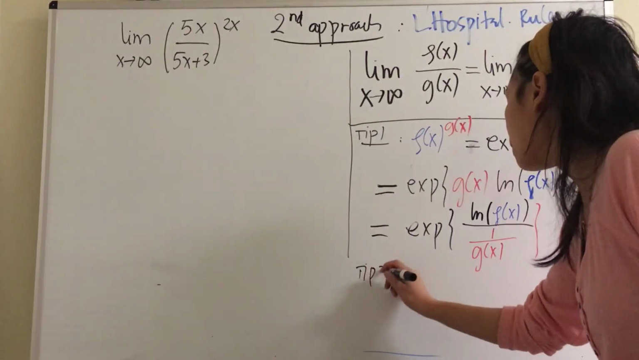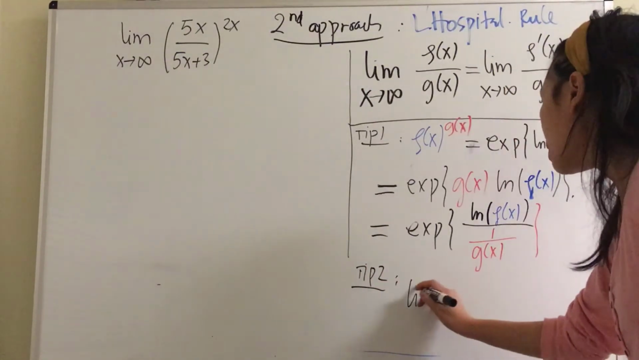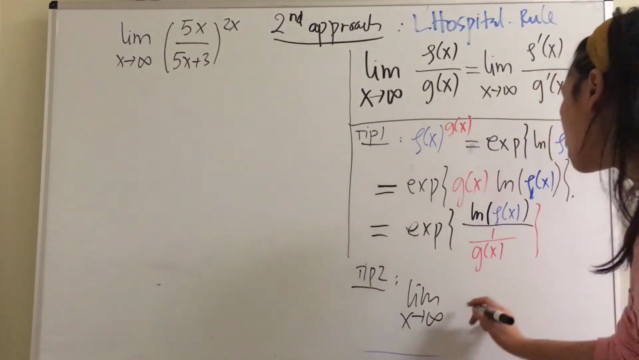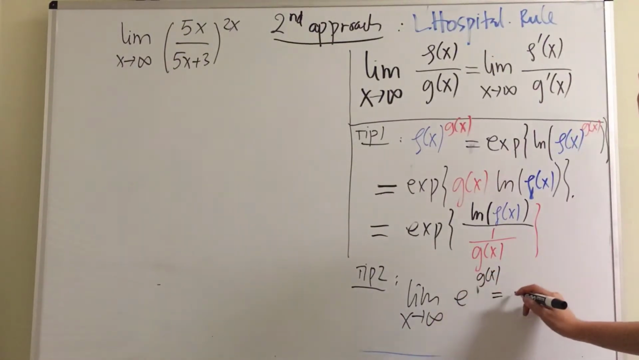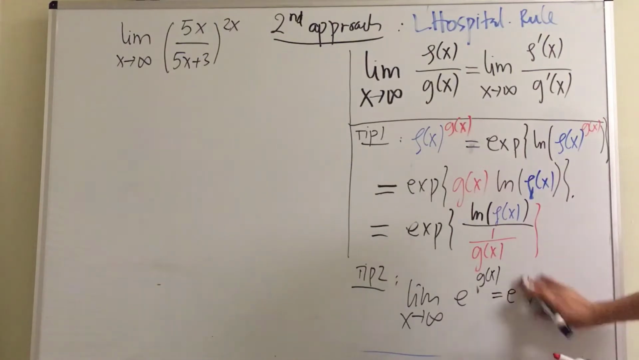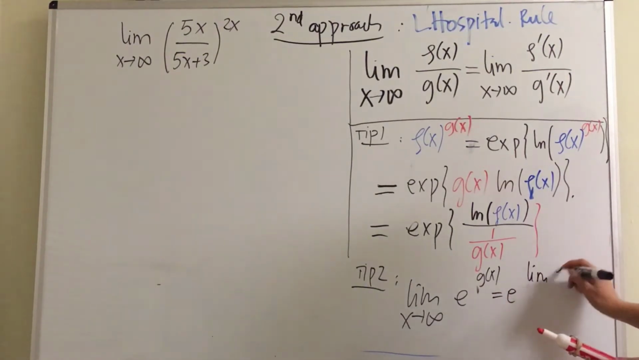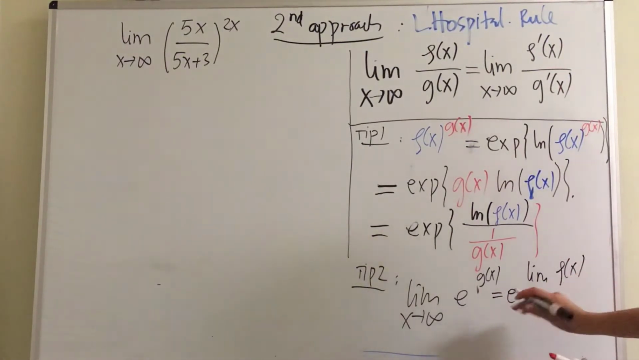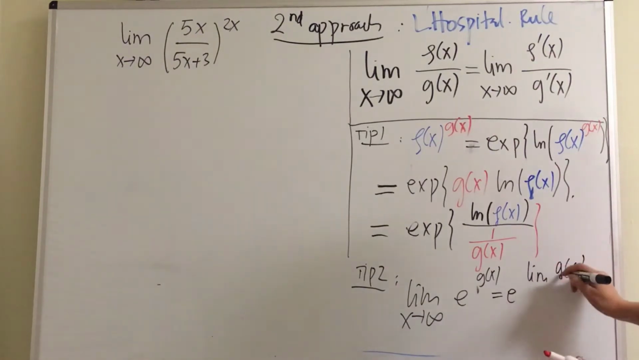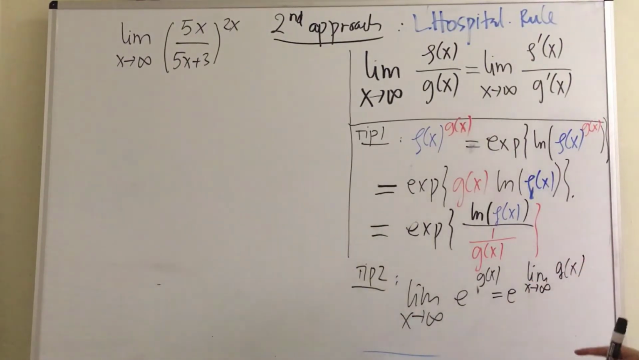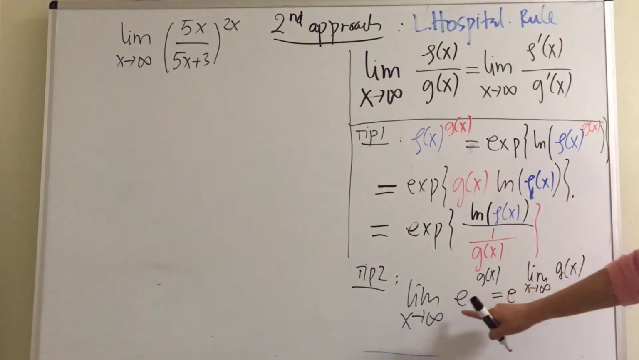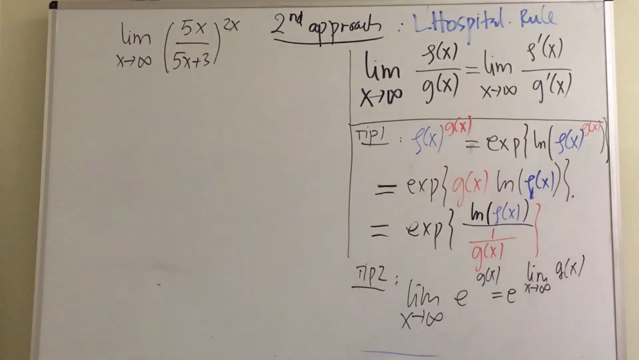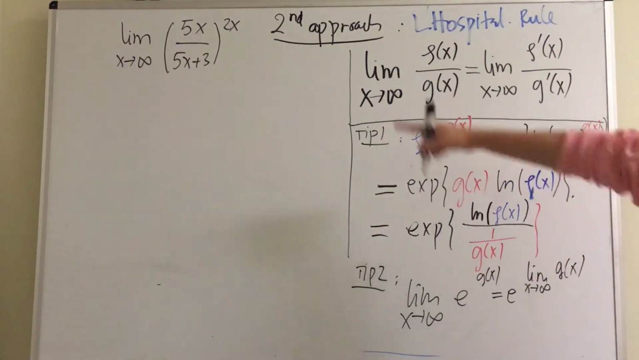Tip 2. That is, the limit as x approaches infinity of e to the f of x is equal to e to the limit of f of x as x approaches infinity. So this is the second tip: the limit of an exponent is the exponent of the limit. See that? So we are going to use these two tips on this function.